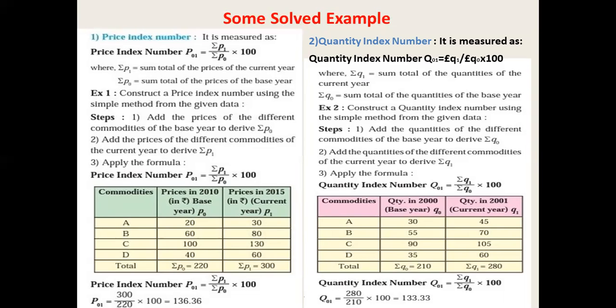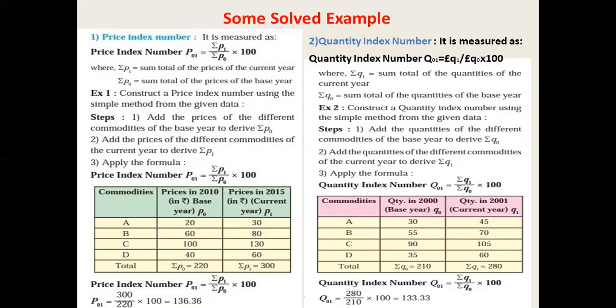So we have discussed one example. The first step is to add the quantities of the different commodities of the base year to get summation of Q0, then calculate summation of Q1, and then apply the formula. First of all, how many commodities have we selected? There are 4 commodities A, B, C, D. The year 2000 is the base year and the year 2001 is the current year. So for the base year Q0 and current year Q1, we have calculated the quantity.